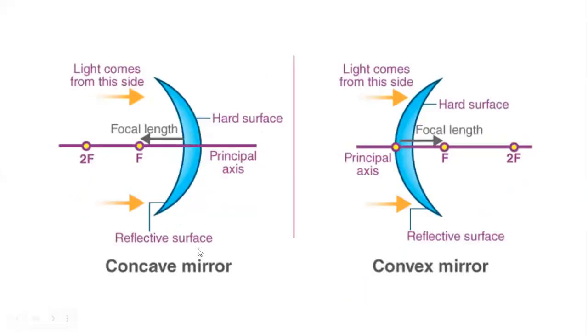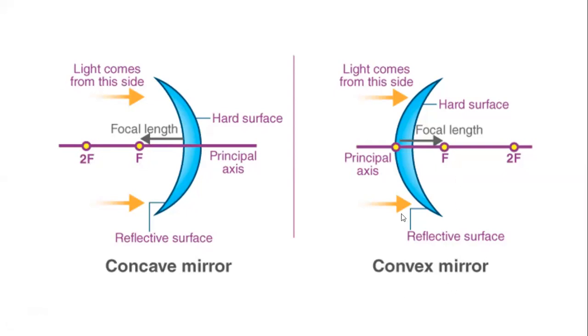Here you have the same concave mirror, and you have a similar convex mirror. The line passing through the center of the mirror is known as the principal axis. The distance from the pole of the mirror to the focal point is known as the focal length. The focal point is half of the center of curvature to pole distance. That is why the center of curvature is denoted as 2f.